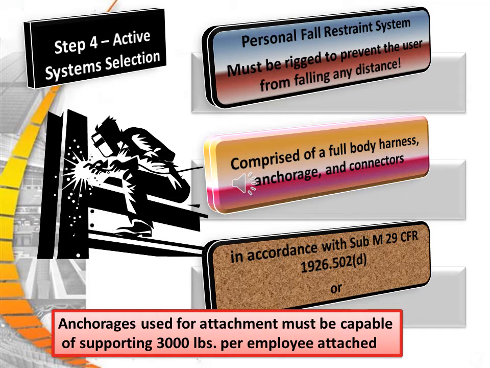Personal fall restraint systems must be rigged to prevent the user from falling any distance. They can be comprised of full body harnesses, anchorages, and connectors, and done along to the specifications of 502D. Anchorage used with an attachment must be capable of supporting 3,000 pounds per employee attached.